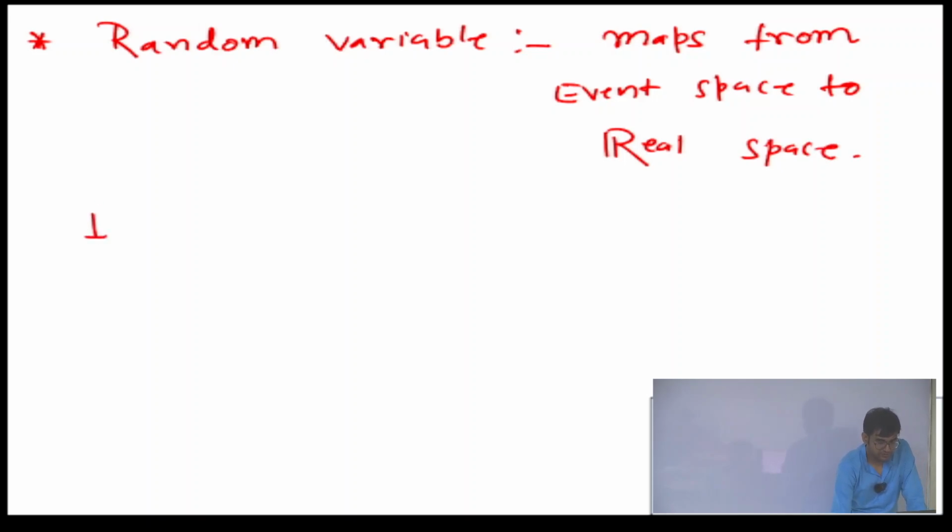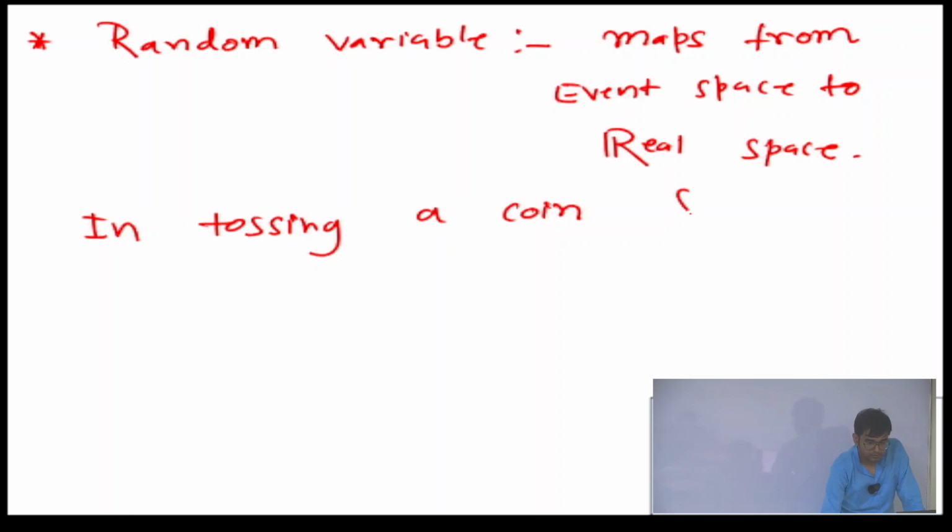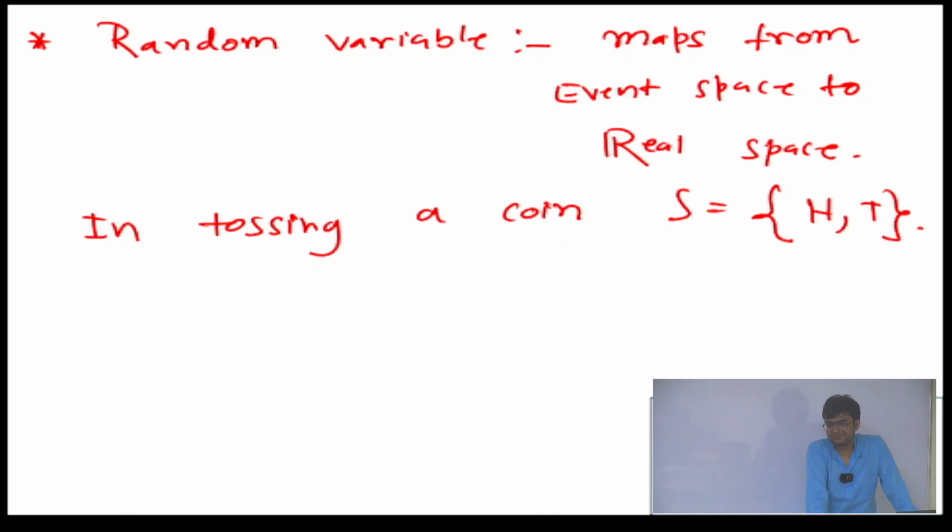Example, in tossing a coin, my sample space is head and tail. So the main reason for introducing a random variable is to do mathematics with it. You can think of it like that. Some books say that it is to introduce the features or to make the task simpler. Same thing, right? So that's what, to do mathematics.